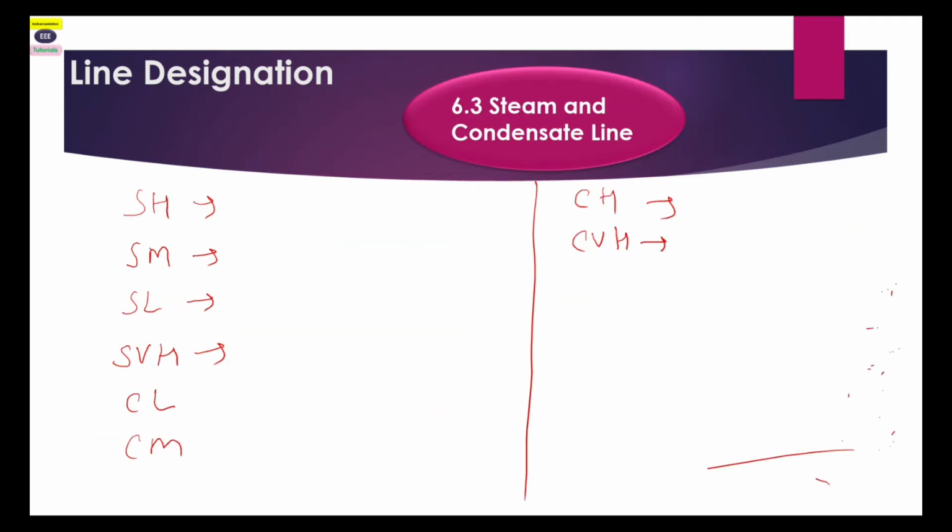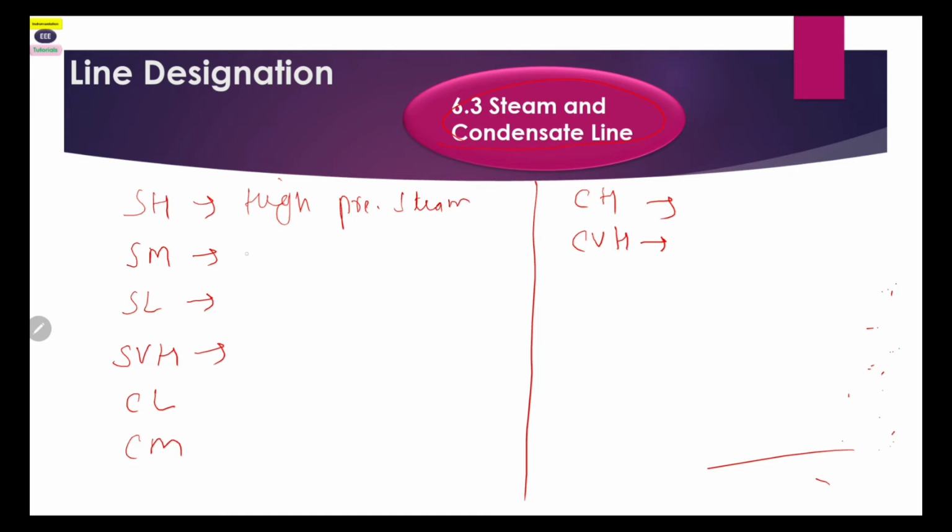Now the other part is the steam and condensate line. This is the best part, because steam is generally used to heat the process or to maintain the temperature of some seals or some compressors and turbines. So if SH is written, then it means high pressure steam. The simple meaning is high pressure steam.